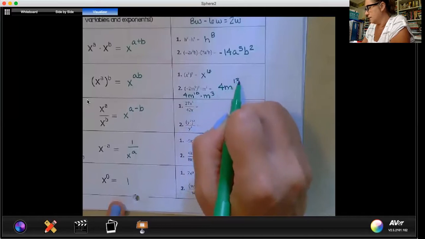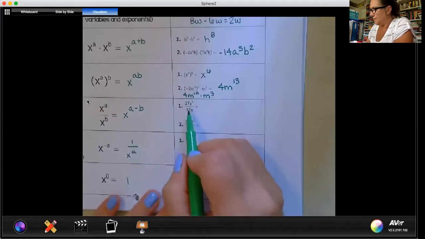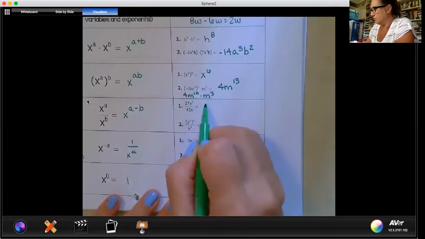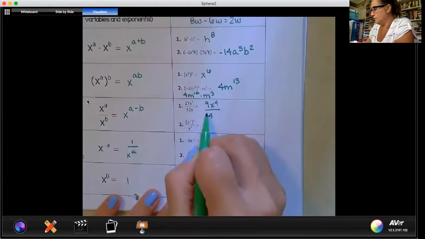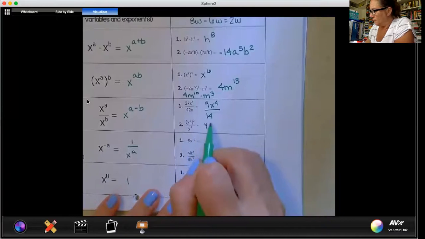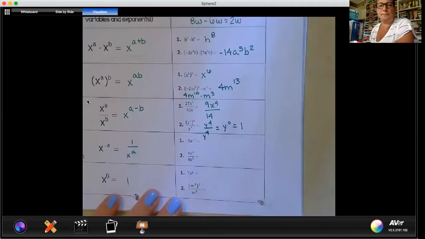Sometimes you're going to have more than one rule in there. You need to make sure that you're real clear on exactly what to do when. Reduce 27 and 42 by 3, and then x to the 5th over x is x to the 4th on top. So 9x to the 4th over 14. And y to the 4th over y to the 4th is y to the 0, which is 1.